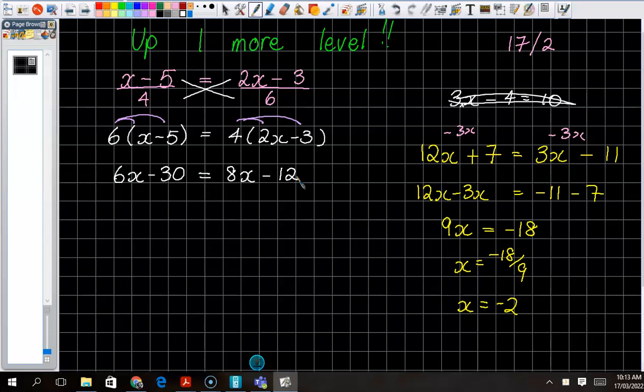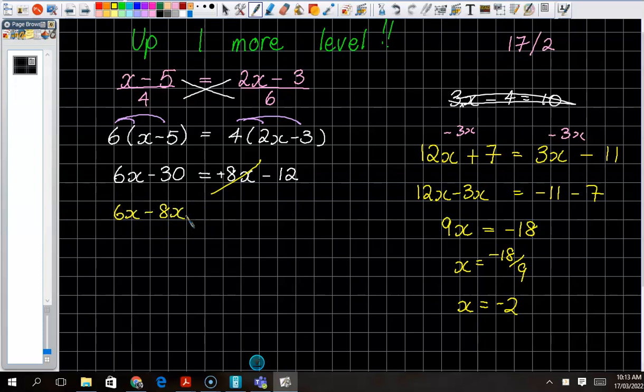We want to get rid of that 8x. We look in front. There's nothing there, which means this is actually a plus 8x. How do I get rid of that plus 8x? We're going to minus 8x. And where are we going to minus 8x? Both sides. That one's now gone. And we have 6x take 8x.